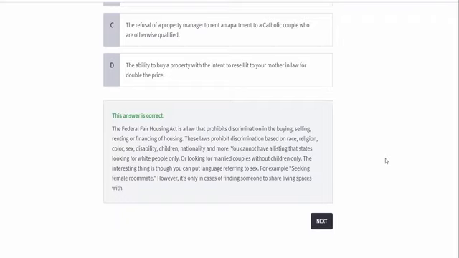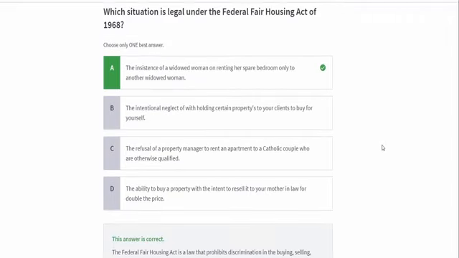I mean, let's be honest. Have you read the entire act? Probably not. Most people just know, okay, this is one of those exceptions that they have to be aware of for the exam. The other thing I'm going to talk about with this question is, again, it's saying which situation is legal under the Federal Fair Housing Act. So when you hear a question like that, you have to throw everything else out, because the chances are there's going to be an answer that may be legal as well, but is not legal under the Federal Fair Housing Act.